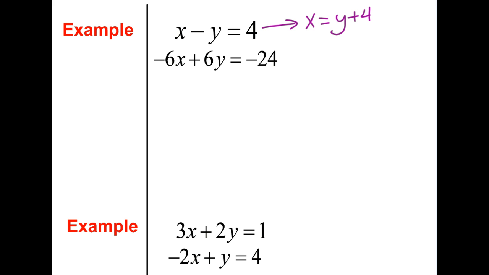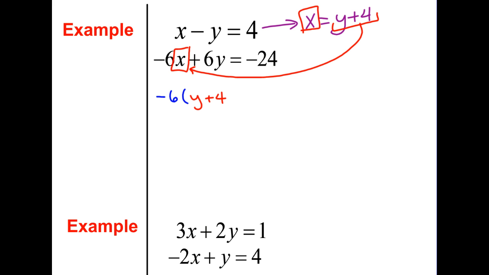Now again, I have an x equals here, so I know what my x is. So I can plug it in for my x down here. I'm going to plug this whole piece in down here. So again, we're going to get negative 6 times y plus 4, plus 6y equals negative 24. We plugged the entire piece of that equation in for x over there.